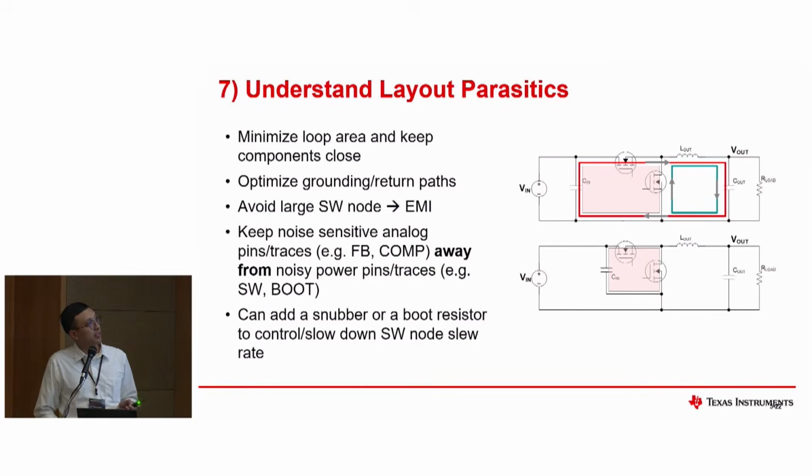And to keep noise sensitive analog pins, like the feedback pin and also the compensation pin, make sure these routes, in terms of your layout, are away from very noisy pins or traces like the switch node and also the boot. And you can also definitely add a snubber or a boot resistor to control or slow down the switch node slew rate.